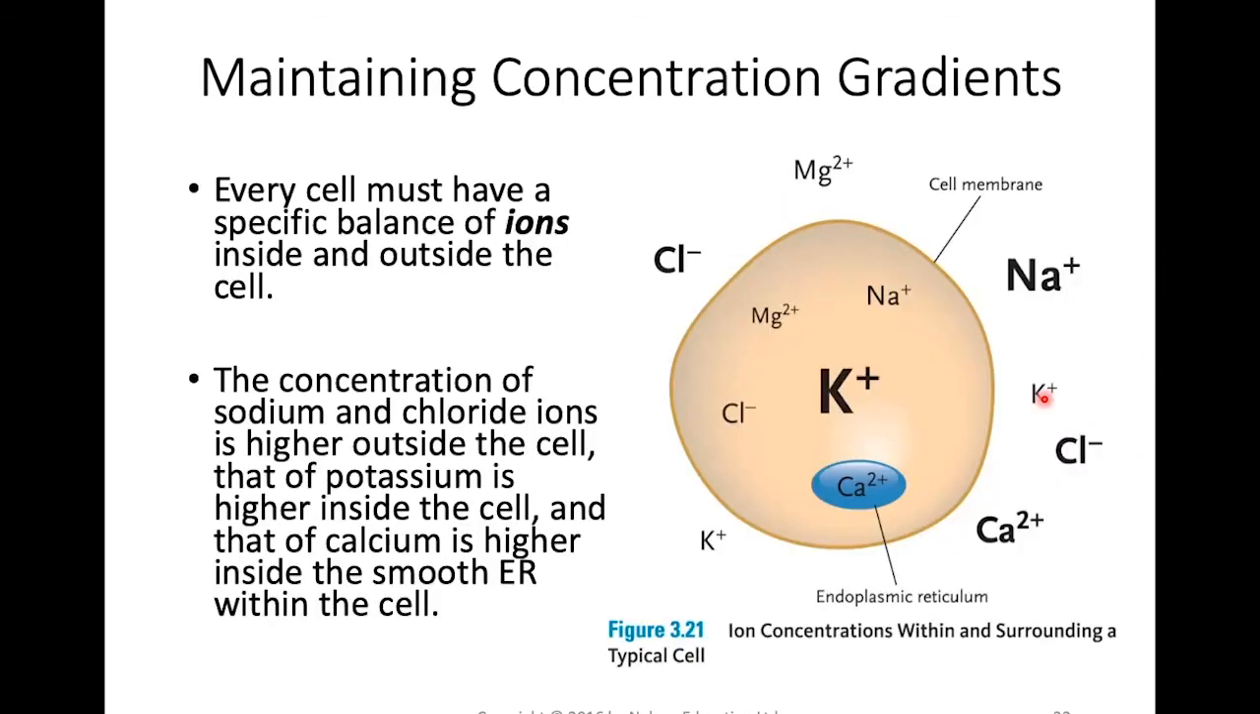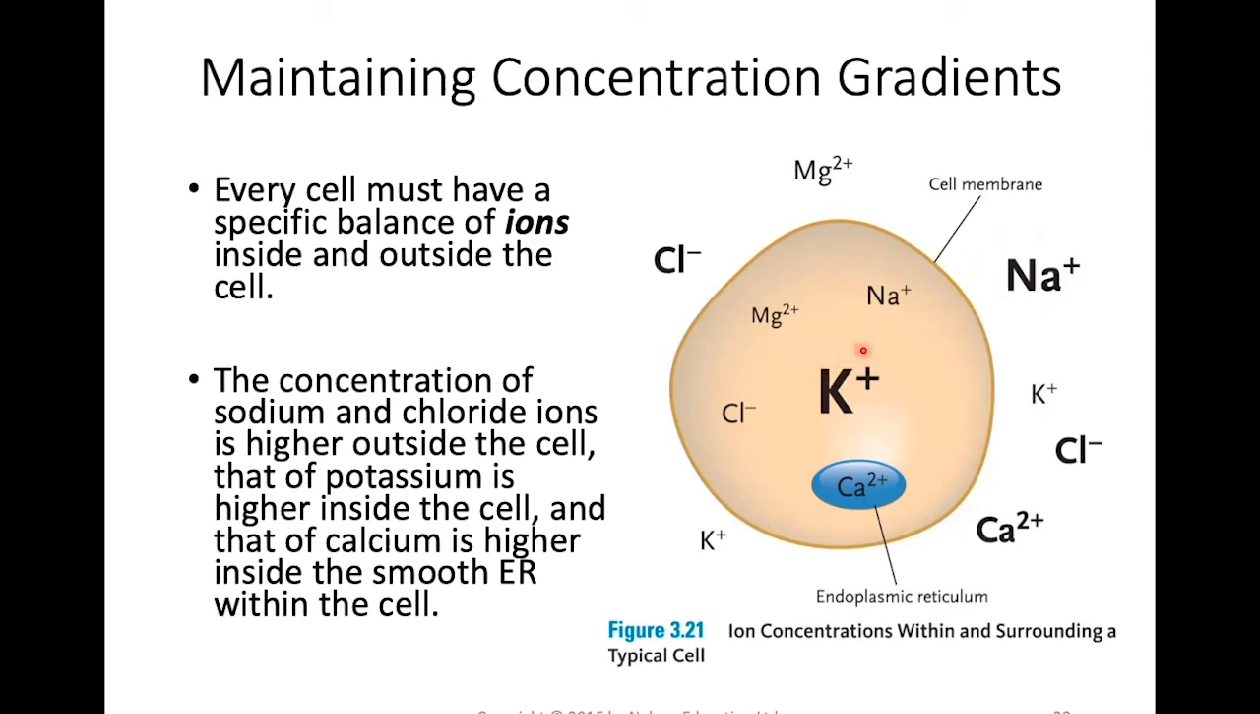Now, cells are capable of maintaining concentration gradients between their extracellular and their intracellular environments. And two of the ions we're going to be taking a lot more detailed look at going forward are going to be sodium ions and the potassium ions. And you can see here, the sodium ions exist in a much higher concentration outside the cell, and potassium ions exist in a much higher concentration inside of the cell.